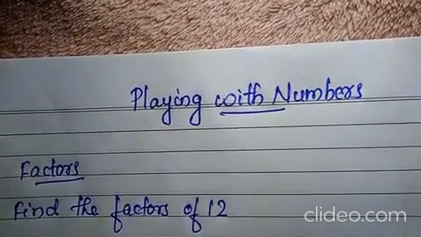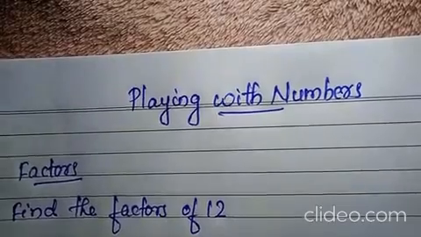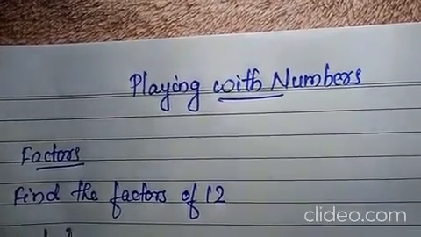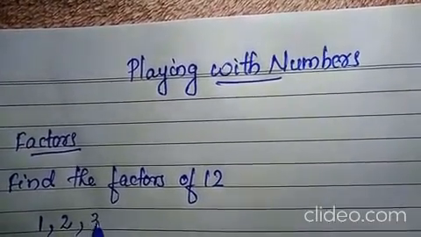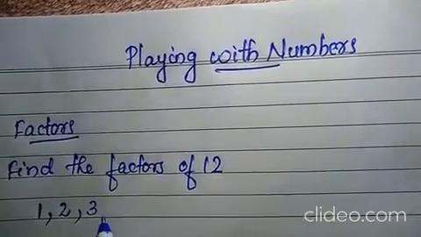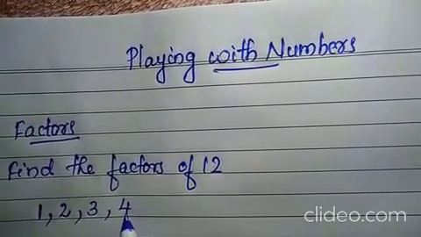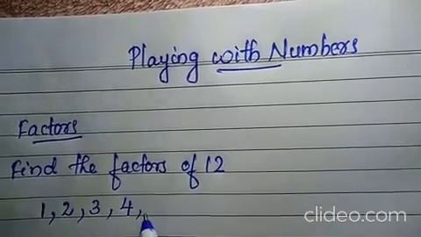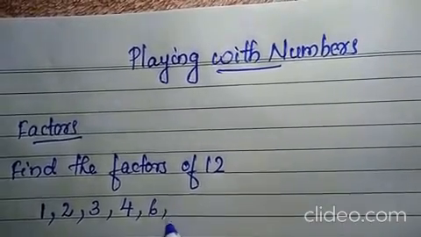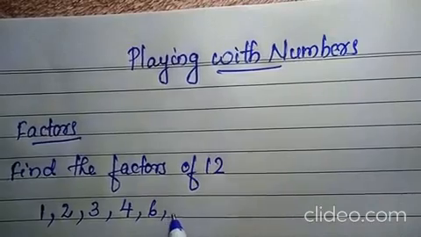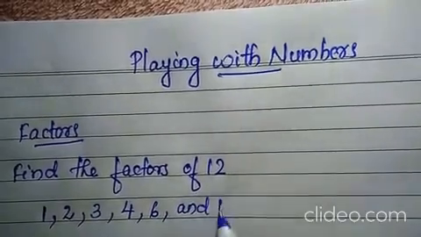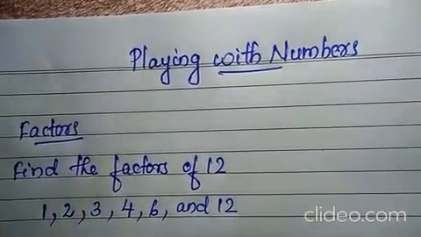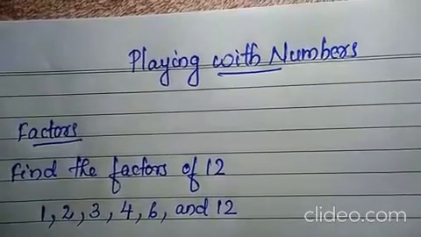So shall we start with the 1? 1 12s are 12. Then the table of 2 is there. 2 6s are 12. Again 3 4s are 12. Again 4 3s are 12. In 5 table it is not there. And 6 2s are 12. 7 is not there. And 8 is not there. Then finally the number itself, 12. Understood? In this way we are finding the factors.